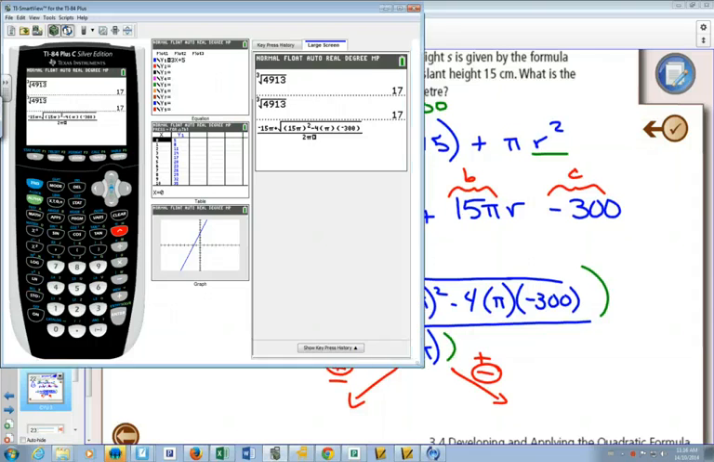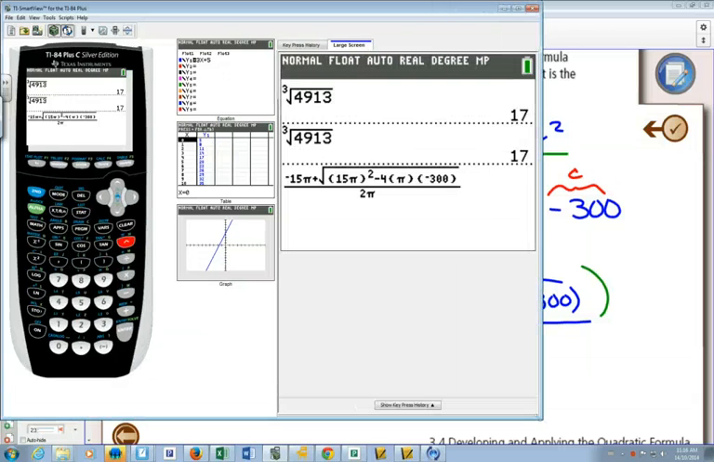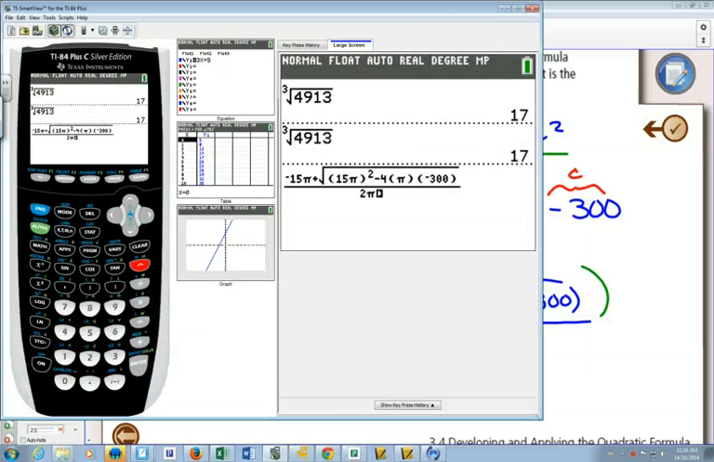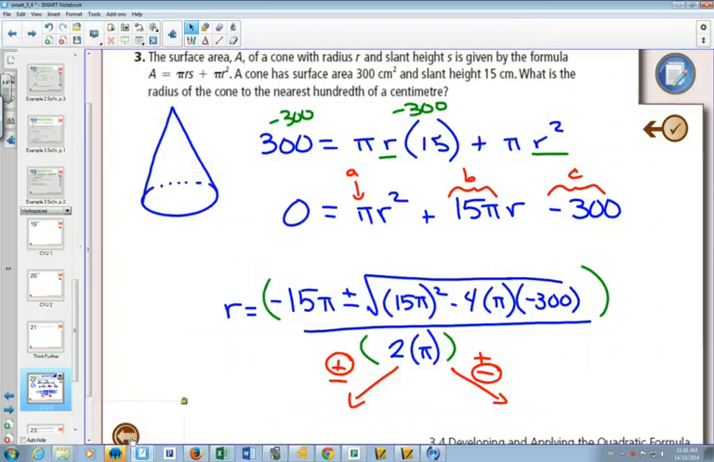Maybe I'll just see if I can. And I first did it with the plus sign. Push enter, see if you can get 4.81. 4.818, does it say to round to the nearest hundredth? So it'll be 4.82. So one answer will be 4.82.